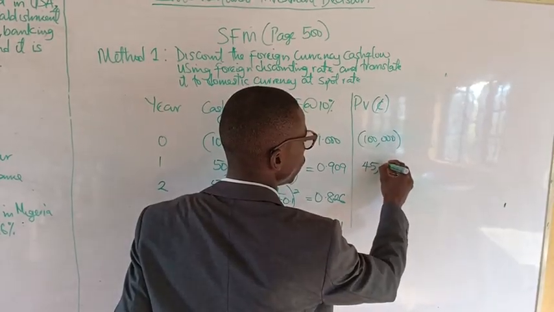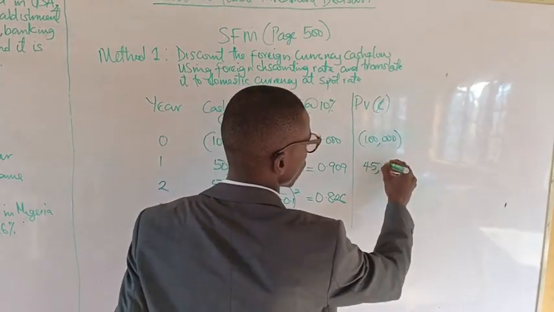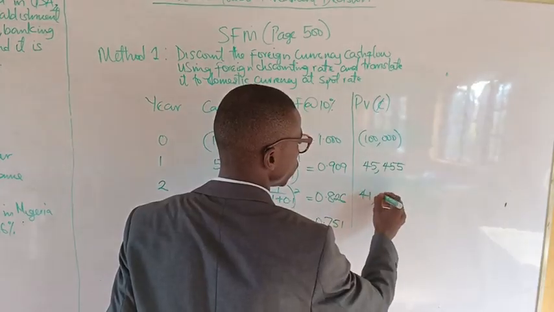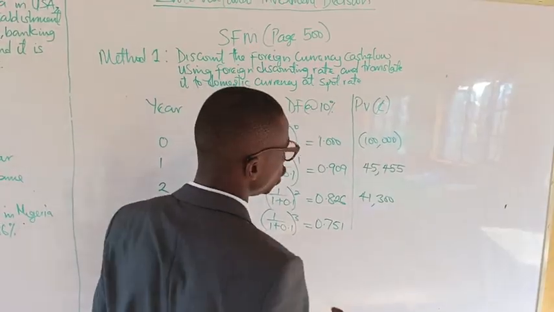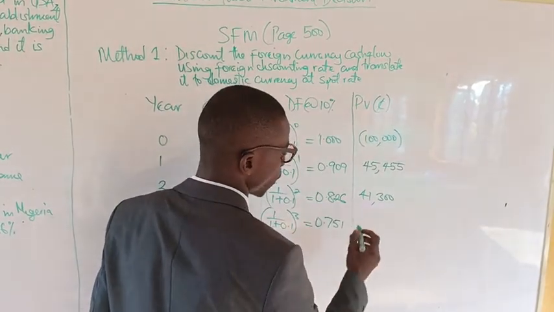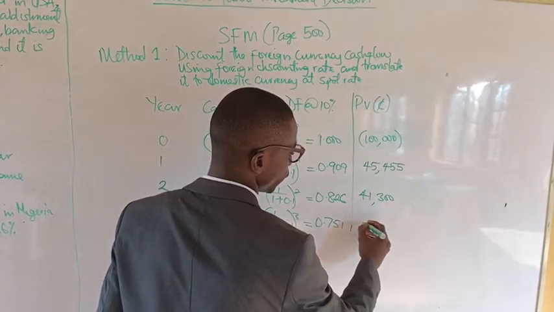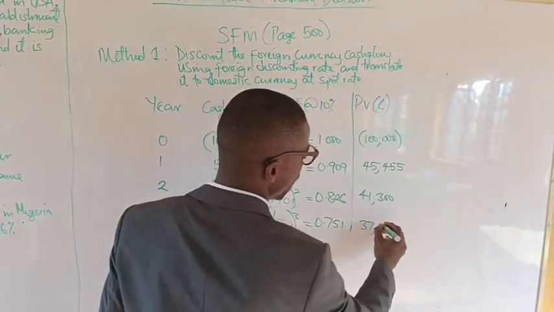45,000. For the next one, 41,300. 41,300. Are you sure? The next one, yes. The next one, 30. 7,550.